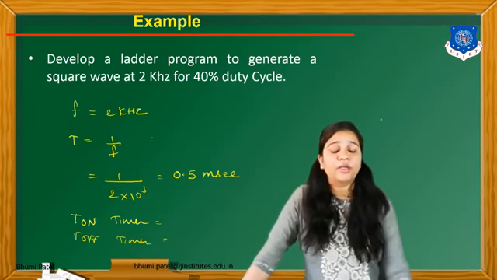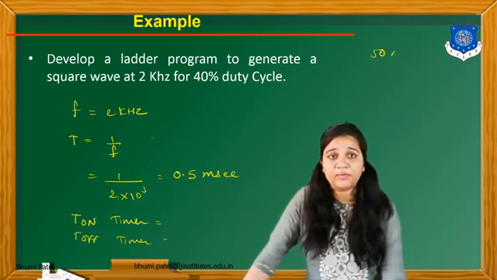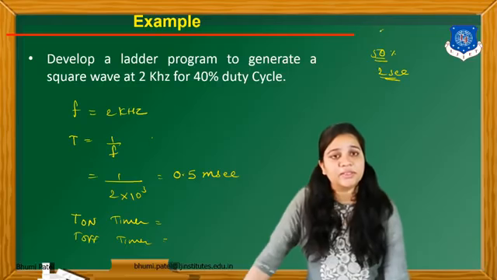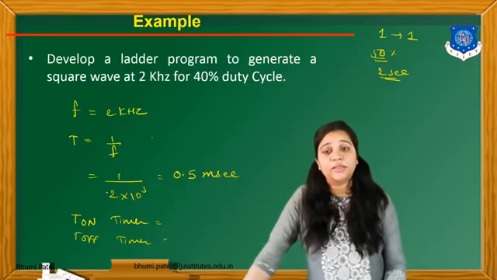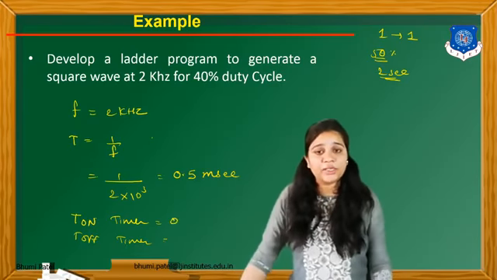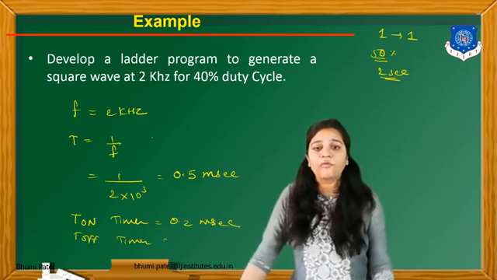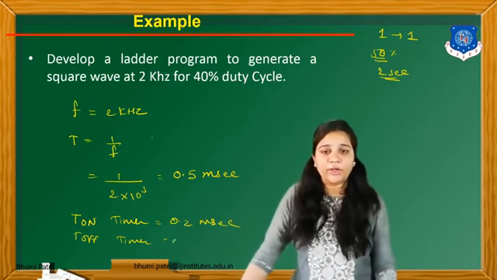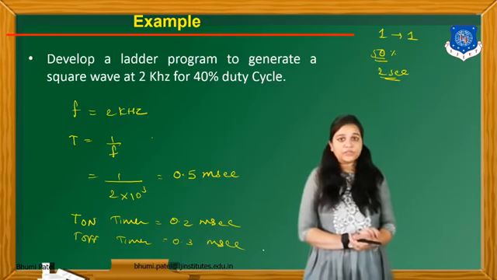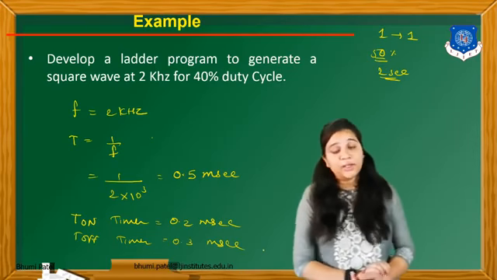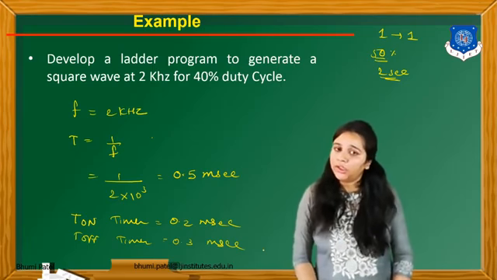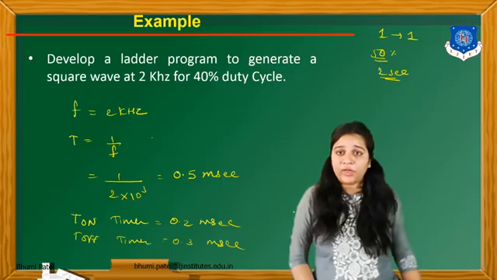In the previous example they gave the 50% duty cycle and we got the 2-second time, so we took 1 second on and 1 second off. Here they have given 40% duty cycle, so you have to take 0.2 millisecond for the T on delay timer and 0.3 millisecond for the T off delay timer. So depending upon the duty cycle, you have to decide how much time for the T on timer delay and how much for the T off timer delay. Same logic that we continue.